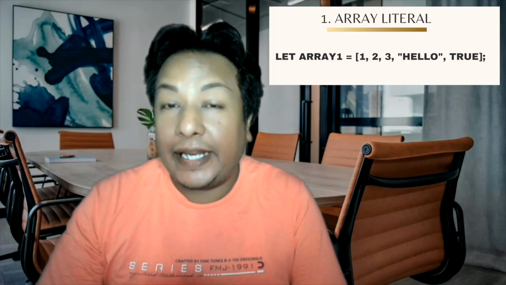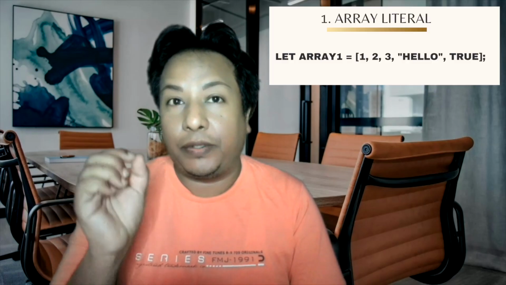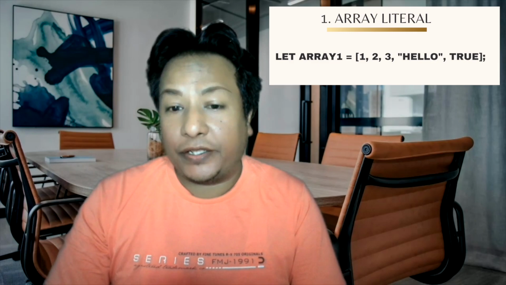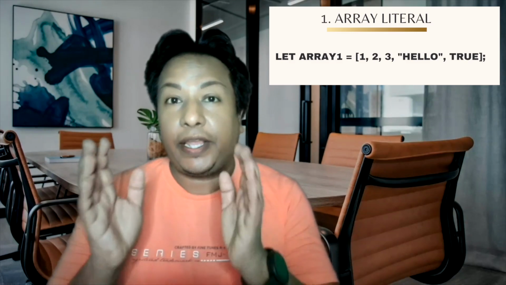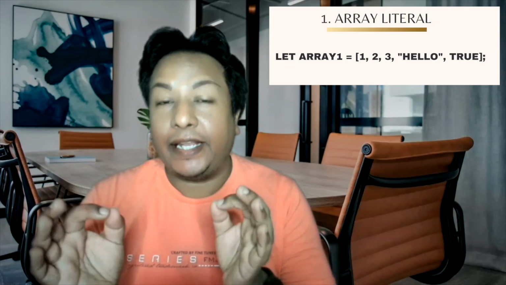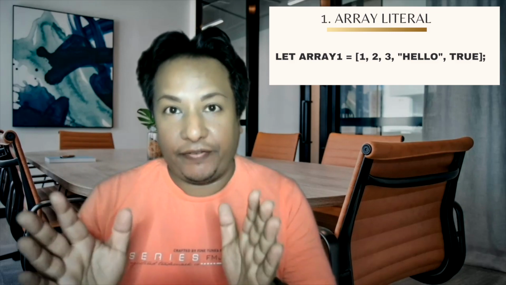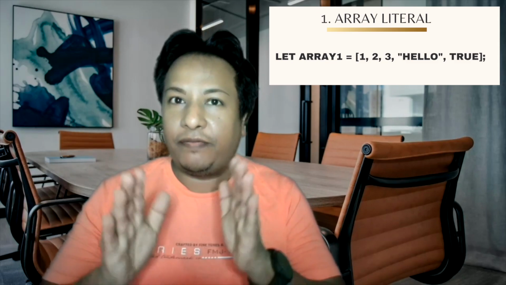The first way to create an array is the array literal way. The basic syntax for creating an array literal, as you can see here, is the square brackets. So I have declared an array: let array1 equal to 1, 2, 3, "hello" and true. Here you can see the array consists of 5 different elements. 1, 2, 3 are numbers, hello is a string, and true is a boolean. So this is the very basic way to create an array.